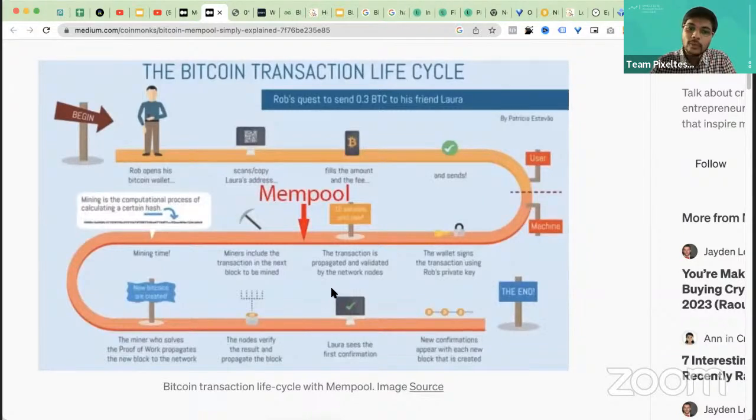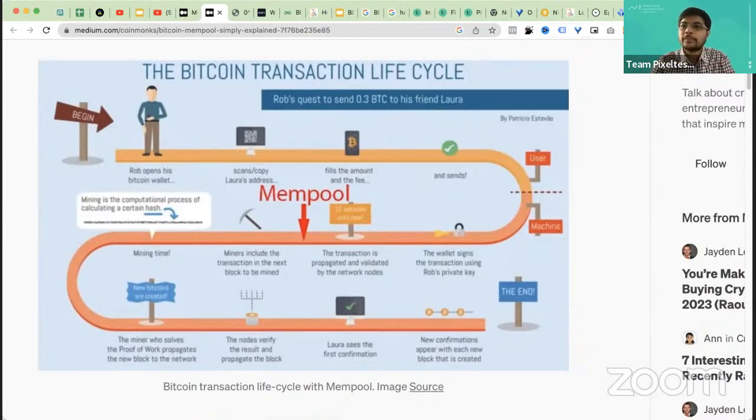Now after all this process, Laura sees the first confirmation, right? So when one verification happens, Laura sees a confirmation, and as time progresses and new blocks get added, new confirmations appear onto that particular block, right?